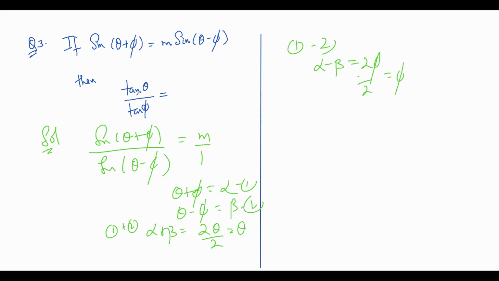So what they have written: add those angles, those are these, and then divide by 2; subtract these two, and then divide by these. Again, my question is of componendo and dividendo. That means tan theta upon tan phi is m plus 1, that is numerator plus denominator, upon numerator minus denominator, m minus 1. You can check it. How?